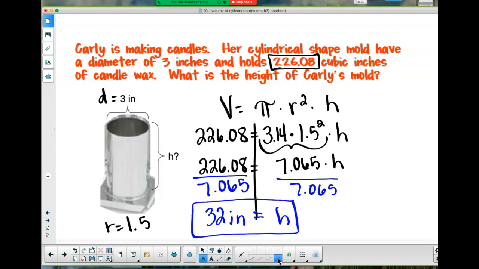Okay? So it's a 32, that's how tall her mold was. Maybe that's not how tall she actually made her candle, but the mold was 32 inches tall. Questions there? Okay, finding volume of cylinders is pretty simple because there's only one shape. Can't look much different, okay? So, that's it for notes today.